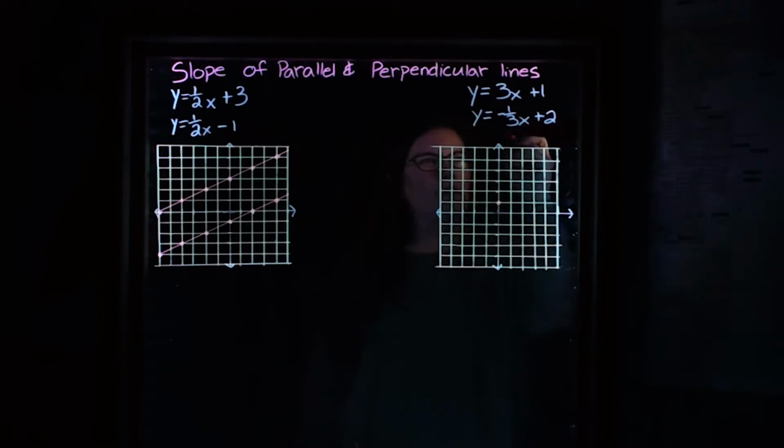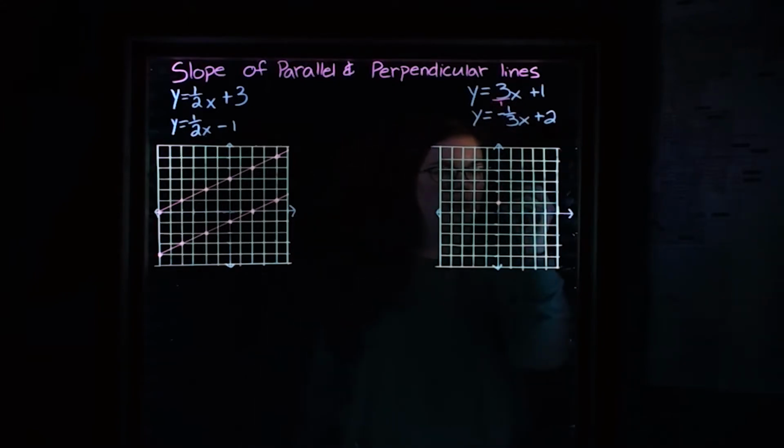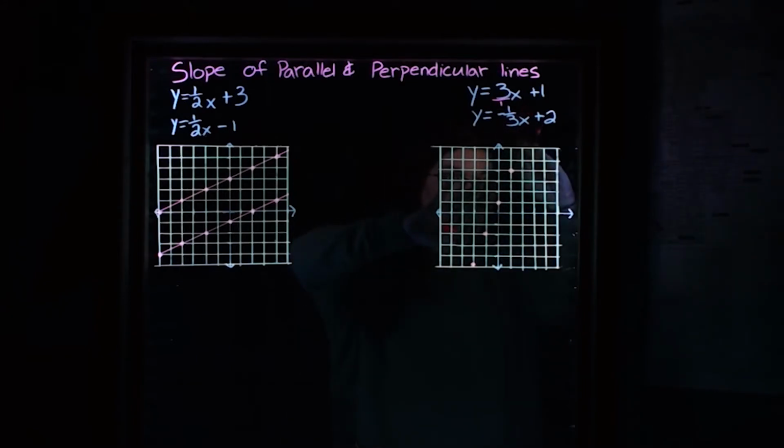Ooh, I don't have a number underneath, but I know any whole number divided by 1 is still the whole number. So up 3 over 1, and then the opposite, 1, 2, 3, 1, 2, 3. All right, and then again, connect my points.